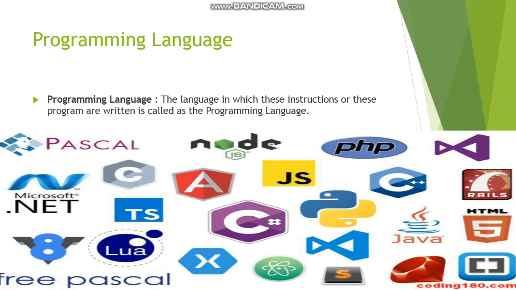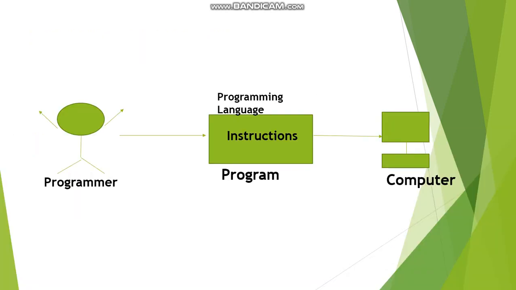So what do we actually perform in a computer system? Suppose in this slide we have one programmer. The programmer gives some instructions to the computer, and this set of instructions is known as a program. These instructions are written in some programming language, transferred to the computer system, and the computer then processes them further.